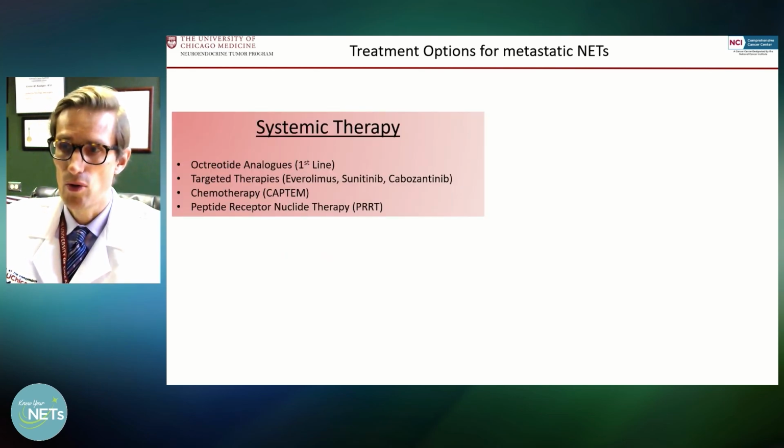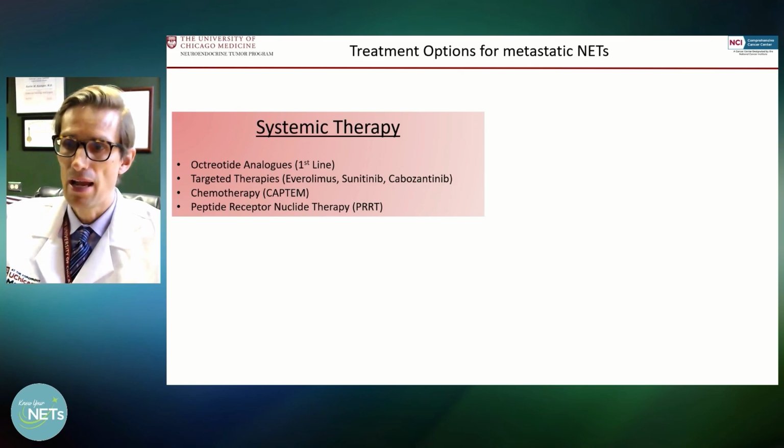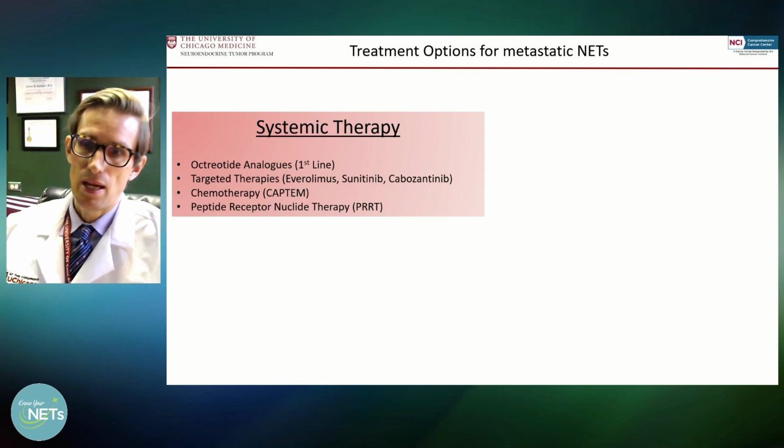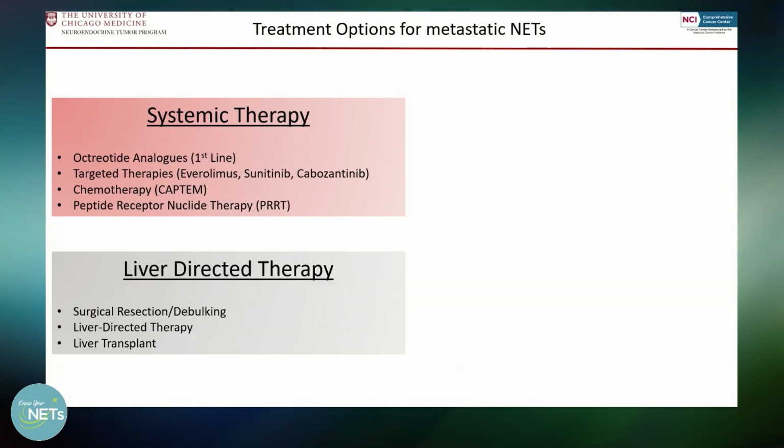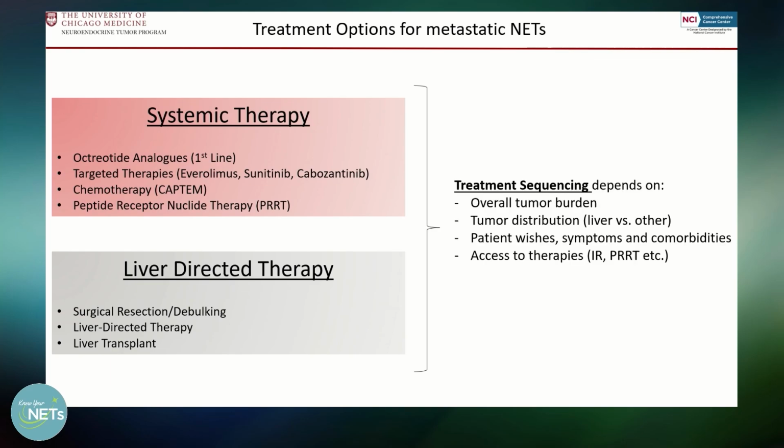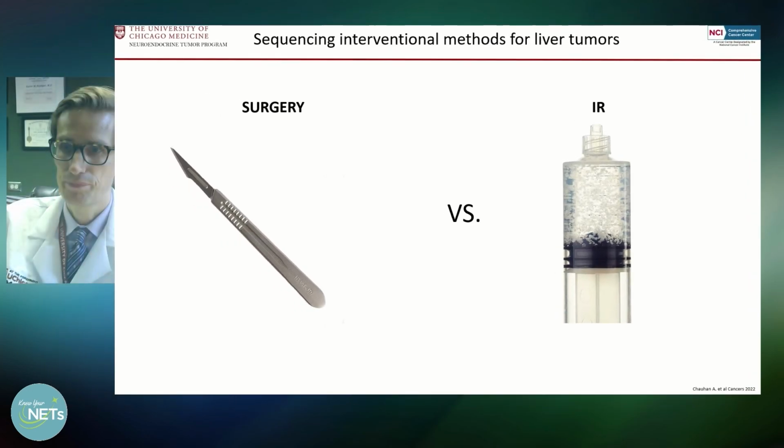So treatment options for metastatic neuroendocrine tumors include systemic therapy like long-acting octreotide, which is first line, targeted therapy like everolimus, sunitinib, cabozantinib, chemotherapy like CAPTEM, and then PRRT. But there are also liver-directed therapies: surgical resection or debulking, liver-directed therapy with our IR colleagues, one of whom, Dr. Khan, will talk to you a little bit more about at the end of this talk, and then rarely liver transplant. And the sequencing of these therapies depends on a lot of factors, including tumor burden, tumor distribution, patient wishes, symptoms, comorbidities, and also access to therapies.